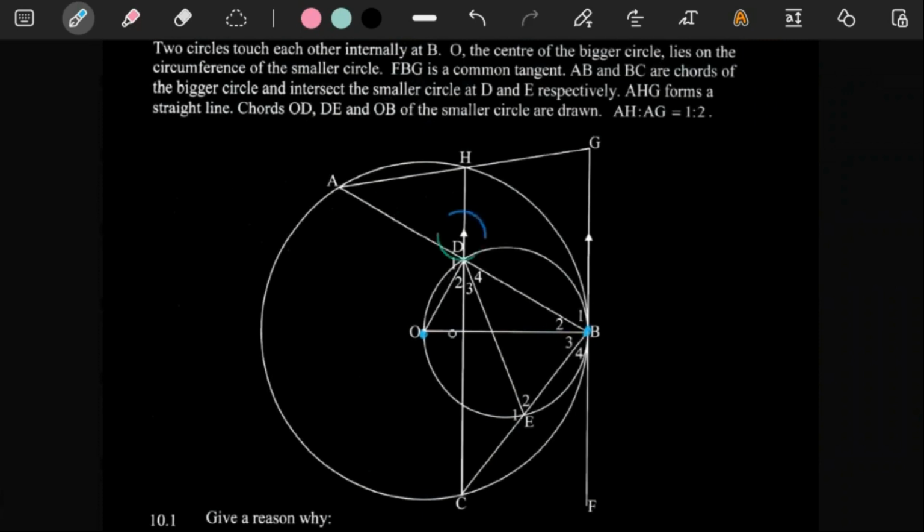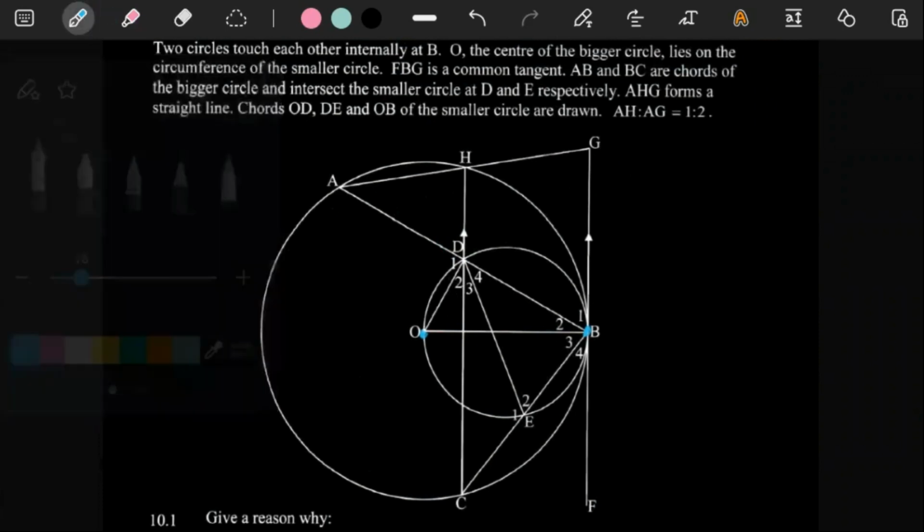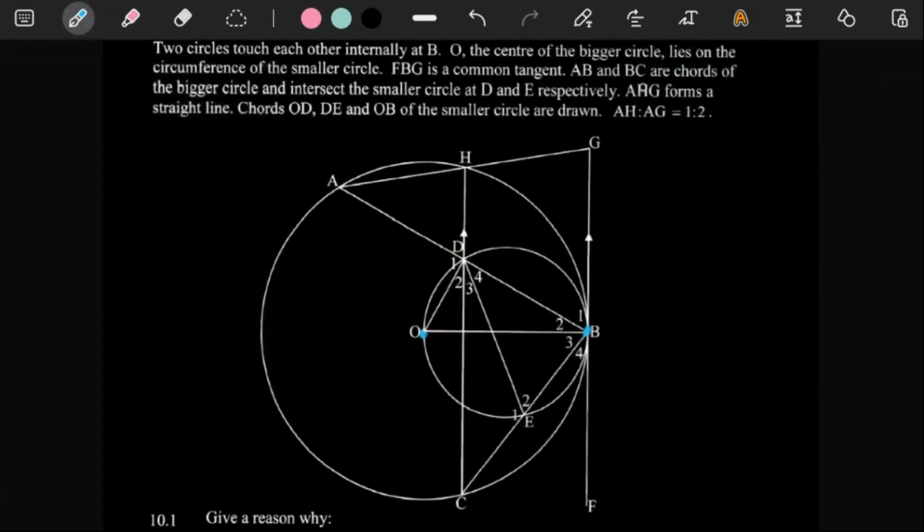FBG, where are you? FBG is a common tangent. Whoever set this paper was angry, I don't even want to lie. Then it says AB and BC are chords of the bigger circle. Yes, they are. They intersect the smaller circle at D and at E respectively. So this sketch looks a bit cluttered, but it's fine.